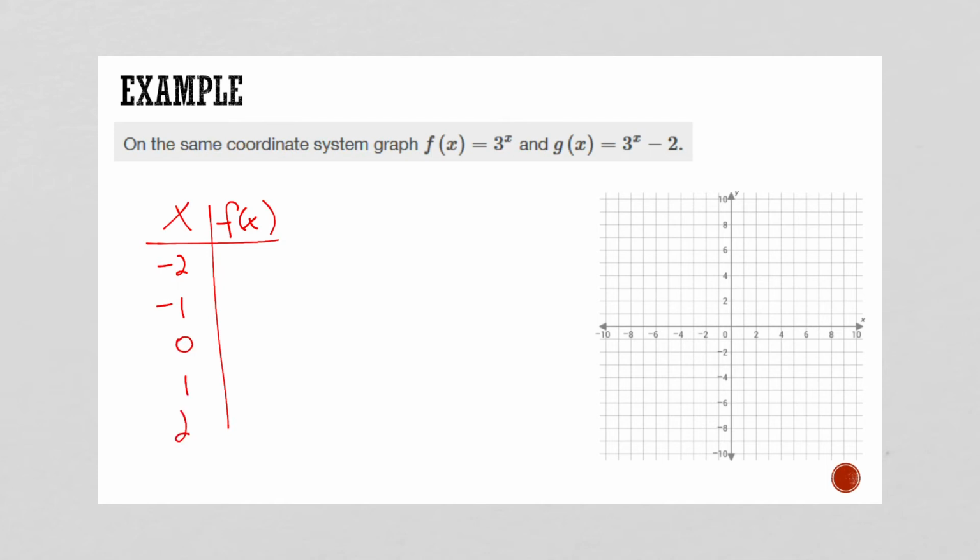So whenever I put in negative 2 right here, 3 to the negative 2 power is 1/9. 3 to the negative 1 power is 1/3. 3 to the 0 power is 1. 3 to the first power is 3. 3 squared is 9. All right, let's graph that.